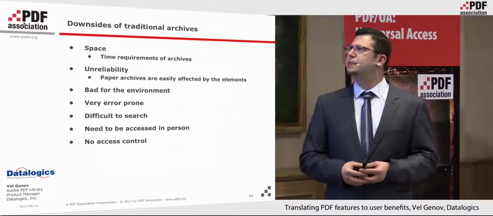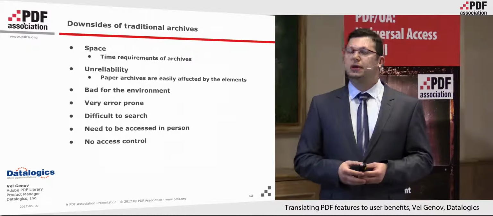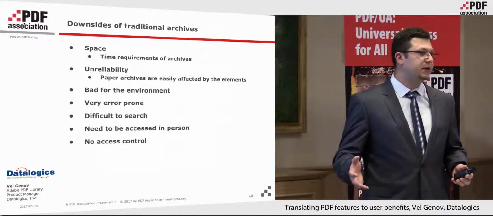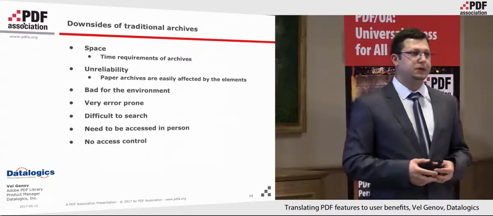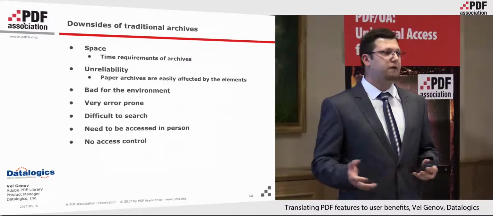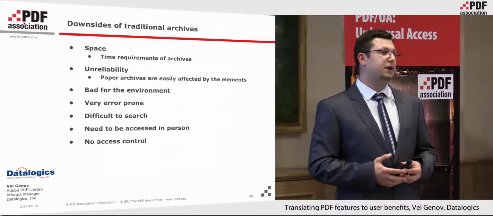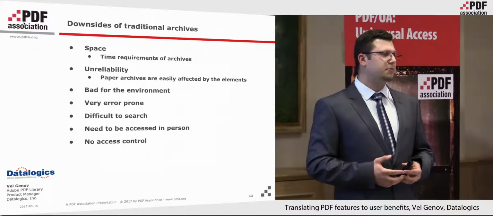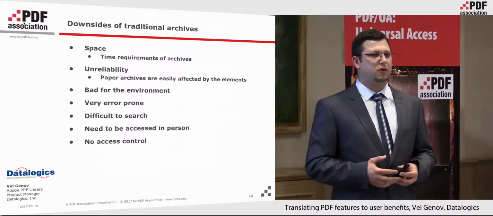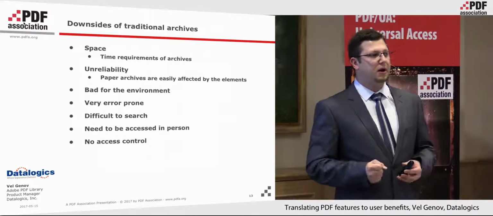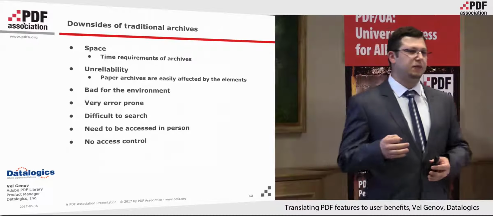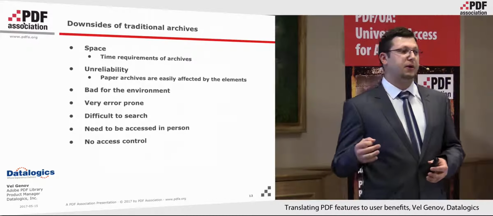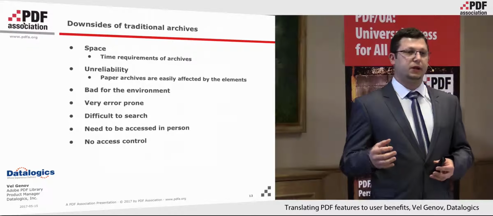So that makes paper archives pretty unreliable. They're easily affected by the elements. Paper is pretty brittle. Fires and floods can affect paper archives. And microfilm is even more fragile than paper. Microfilm has even stricter requirements for storing than actual paper.